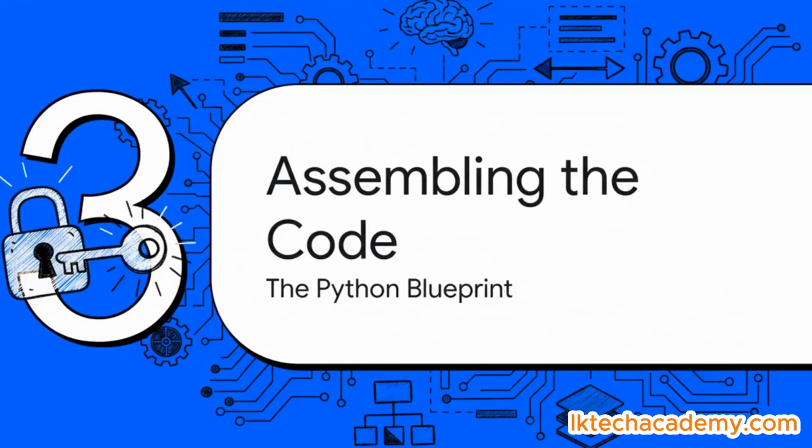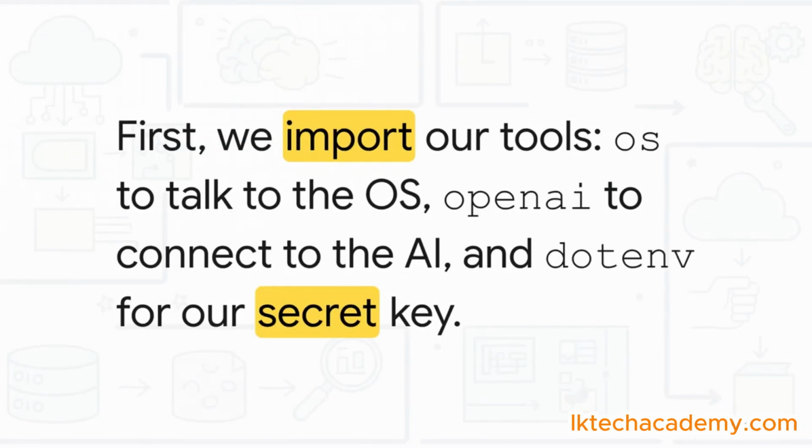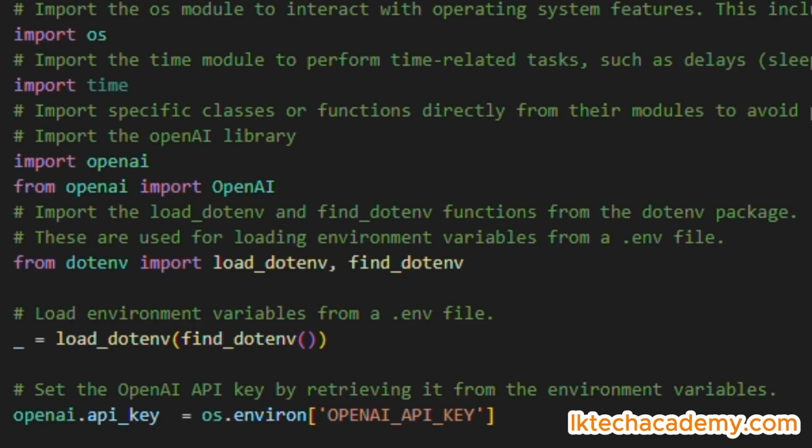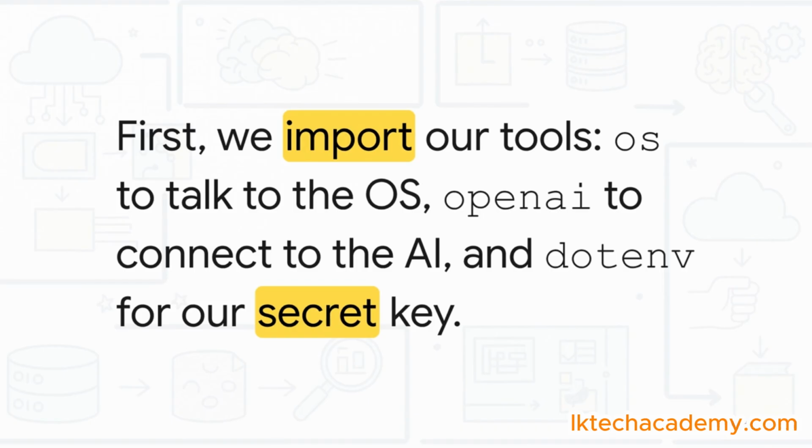All right, we've got our key, it's stored safely, now it's time to build this thing. Let's start putting the code together piece by piece. You'll see exactly how it all works. First things first, we import our tools. You can think of this like a chef laying out all their knives and bowls before they start to cook. We're grabbing the OS library to talk to the computer, the OpenAI library to connect to the AI itself, and then the .env tools to securely handle our secret key.